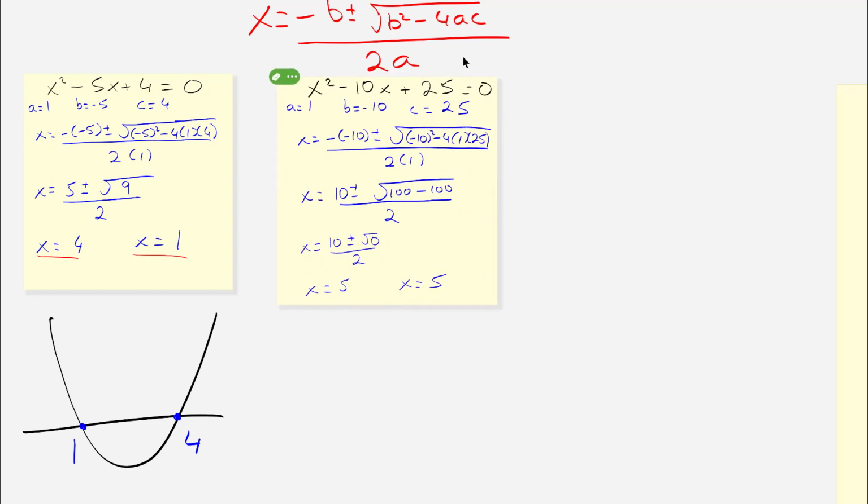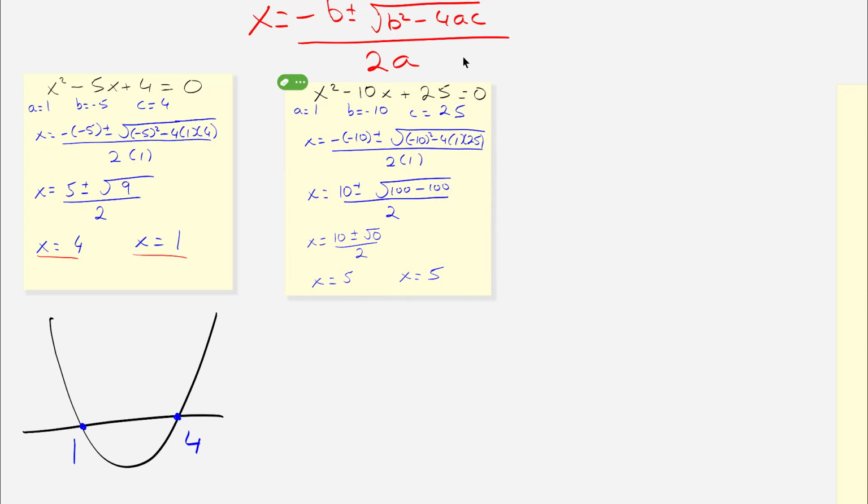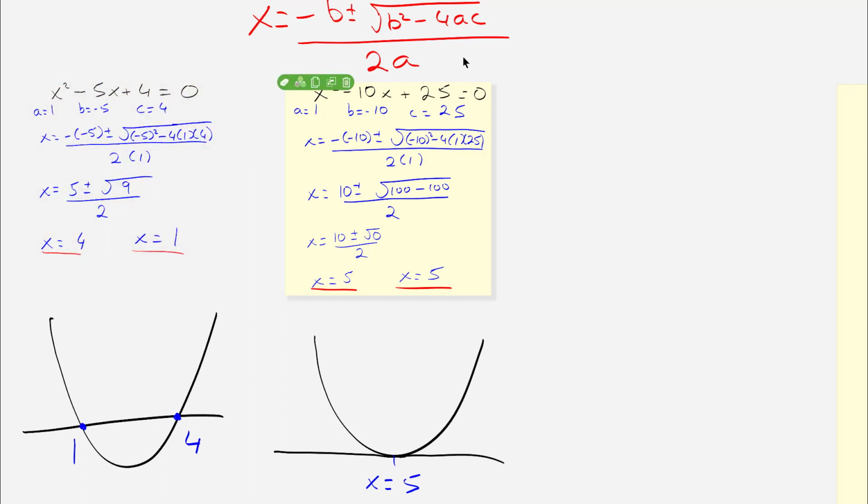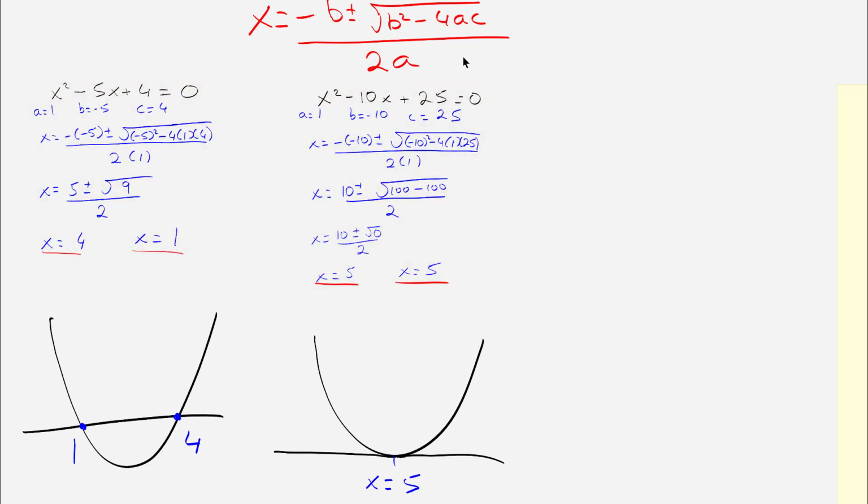So what would that look like if I was to try and draw it? If you have a repeated root, you get the same root twice. That means that the function just touches the x-axis at the value where x is equal to 5. It comes down and up at the value where x is equal to 5. So 5 in this case is a repeated root. All right, one more example.